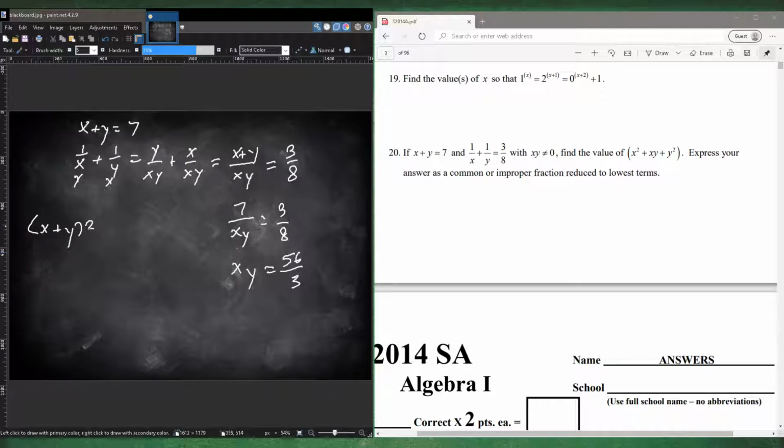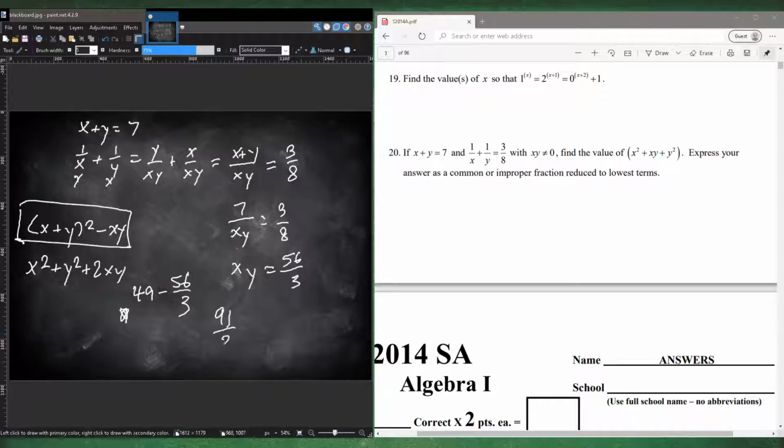Now think about it. So this factors out as x squared plus y squared plus 2xy, right? This is just xy, not 2xy. So to get rid of that, we just make a minus xy. So we just need to find this because that's what's equivalent to our value. So we know what x plus y is. That's 7. So 7 squared is 49. And minus xy, we know what xy is, so it's 56 over 3. And then you can just use your calculator because I don't want to do this by hand. 49 minus 56 over 3, and we get 91 over 3. And that's your answer for 20.